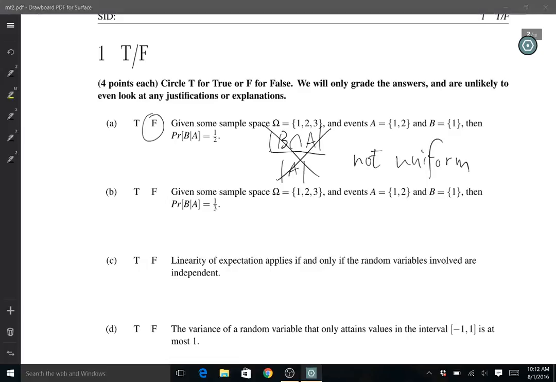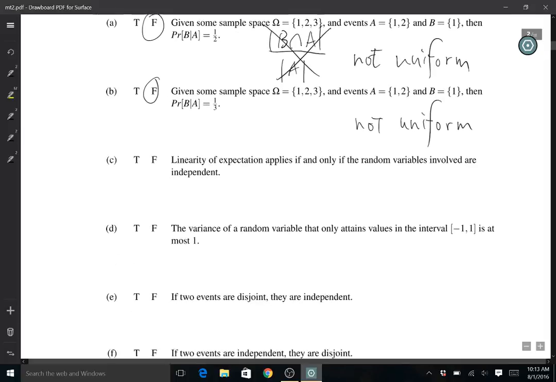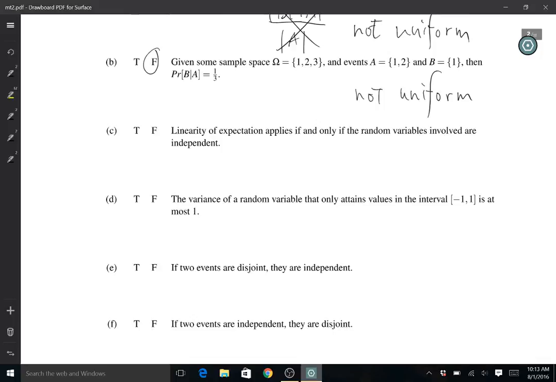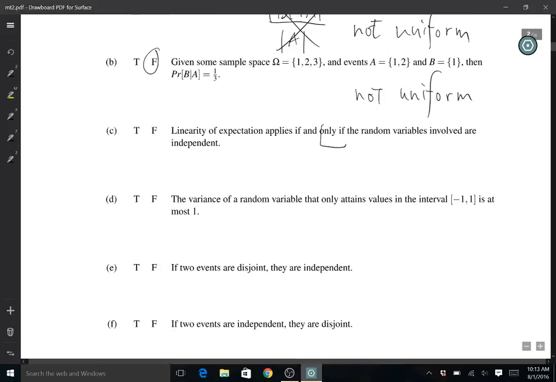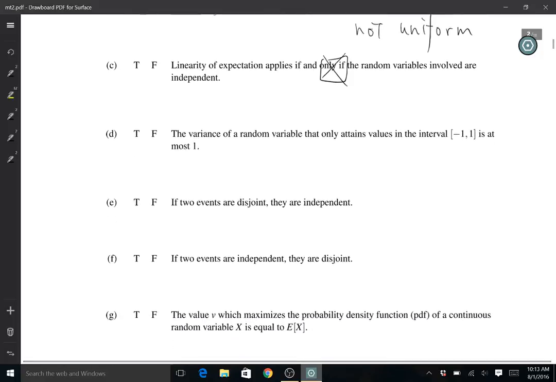one. Okay, and now for part B, it's the same. So not uniform, so you can't do it just by counting the size of the sample space. So false. Part C: linearity of expectation applies if and only if the random variables involved are independent. The only if part is false because you can also use linearity of expectation when the random variables are not independent. Okay, so part D, the variance of a random variable that only attains value in the interval -1 to 1 is at most 1.